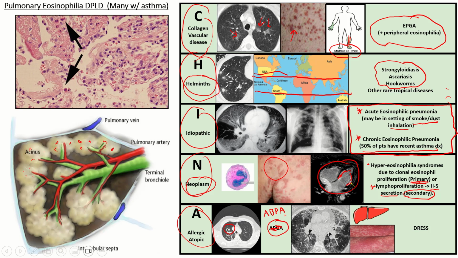So if you see that, as well as antibodies to aspergillosis and elevated IgE, eosinophilia in the setting of refractory asthma, you really want to think about ABPA.